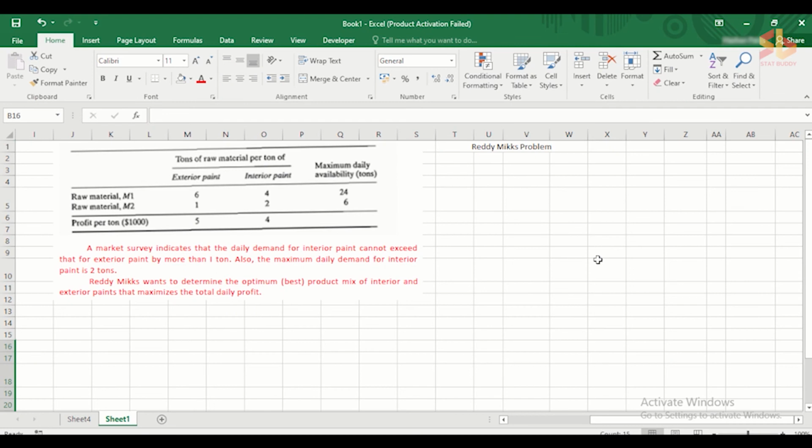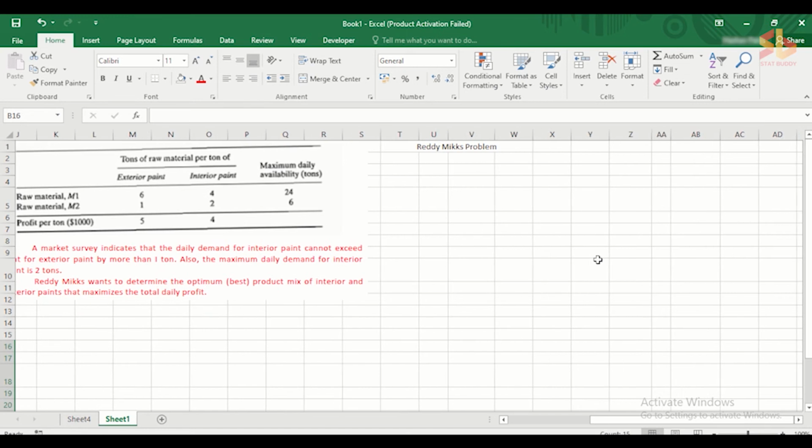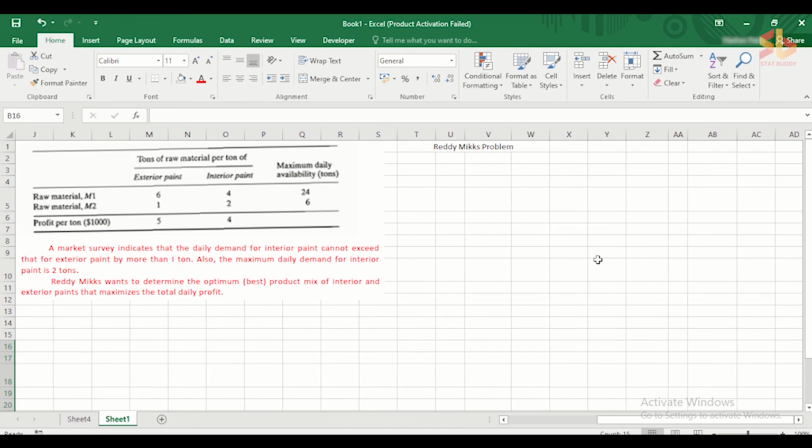In this video, we are focusing on using the Solver add-in of Excel to solve a linear programming problem. As the example, I'm taking the ready-mix problem from the OR book of Hamdy A. Taha. In this example, we are asked to find the optimal production of exterior and interior paint to maximize the daily profit. The data are given in table format and in this paragraph as well.